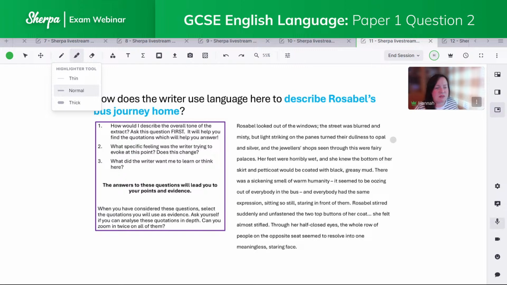So, if I look at this point here, I might say, I think the writer was trying to suggest something about Rosabelle herself, that she was noticing things maybe that other people weren't. But it's quite a beautiful image. Maybe she was daydreaming out the window, looking at the shiny things, the beautiful things. She works very hard in a hat shop, as we learn in the rest of the extract. So maybe she's trying to distract herself, imagining the things that she can't afford, the beautiful jewellery as she goes past, things like that. What did the writer want me to think or learn?